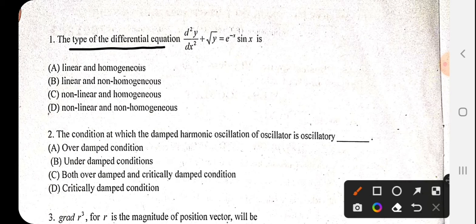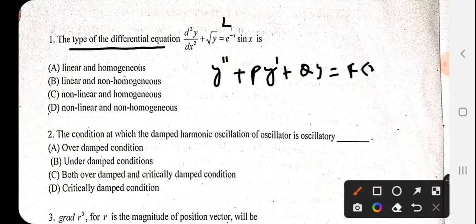Generally, this is a second order differential equation. For a second order differential equation, this is the general formula, that is y double prime plus p y prime plus q into y equals f of x. This is the general second order differential equation formula and it is called the linear differential equation. Why linear? Because here the dependent variable is y. Because we are differentiating y, y is called the dependent variable. If the power of the dependent variable is 1, then this type of differential equation is called a linear differential equation.